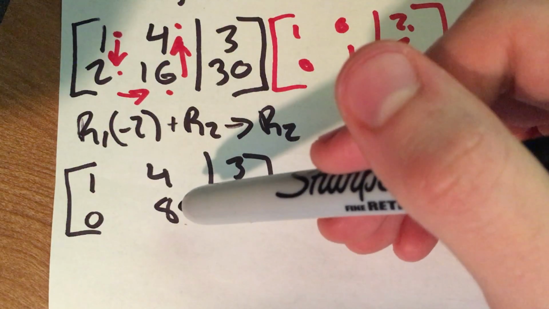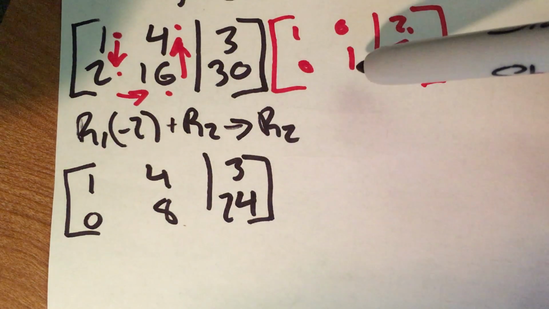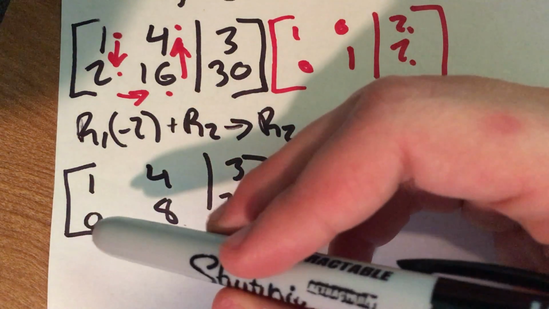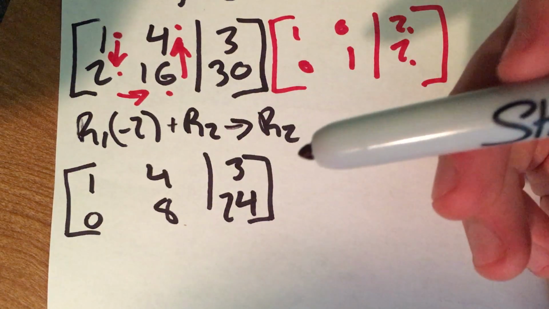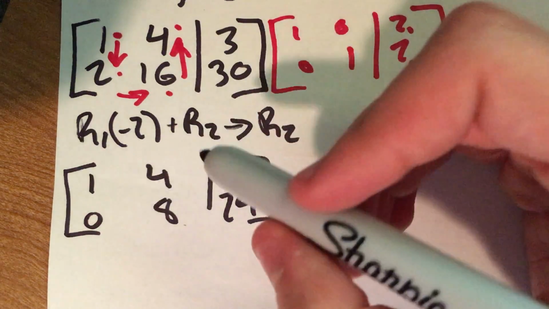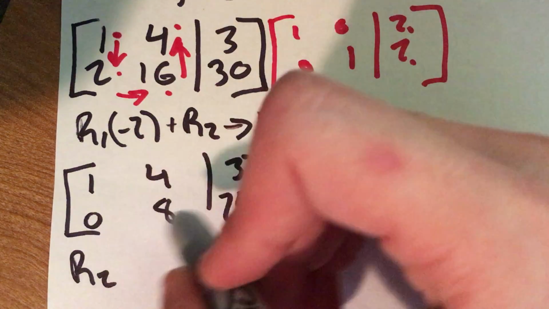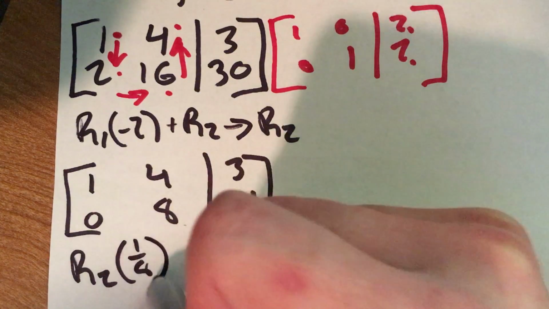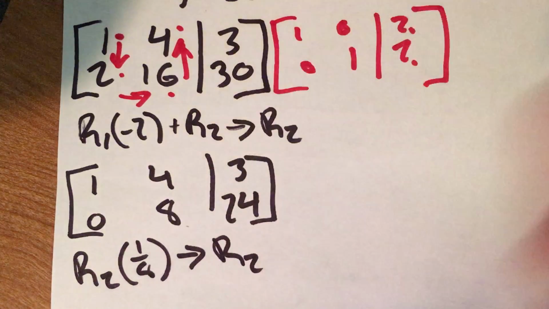Okay, so now we're going to follow the path and move on to the bottom right spot here, where the 8 is, and that 8 needs to be a 1. So how do we do that? Well, if you look, we have a 0, 8, and 24. So if you took row 2 here and multiplied it times 1/8 and stored that in row 2, that would get you a 1.